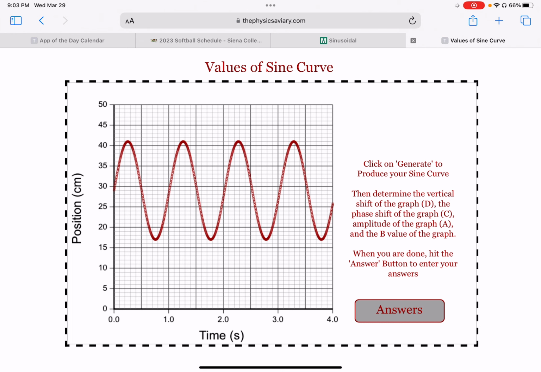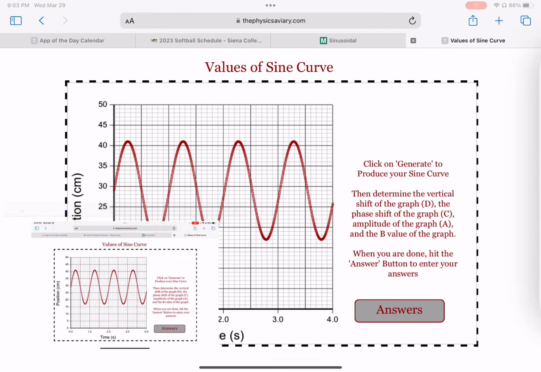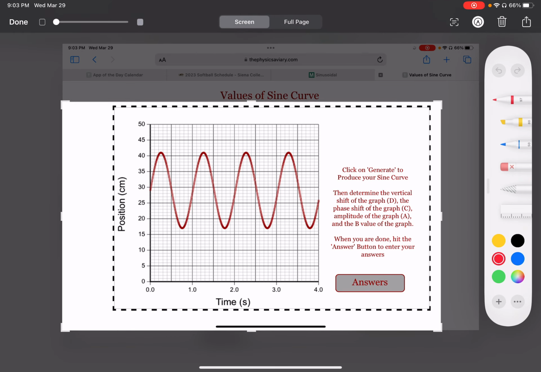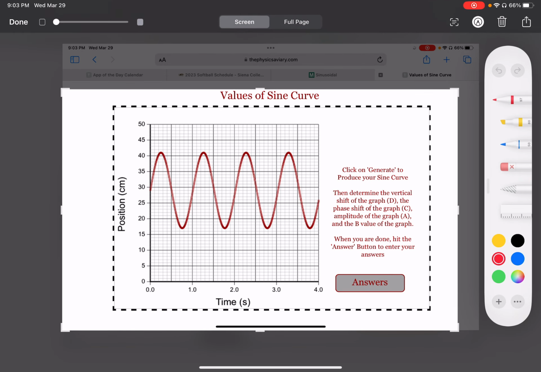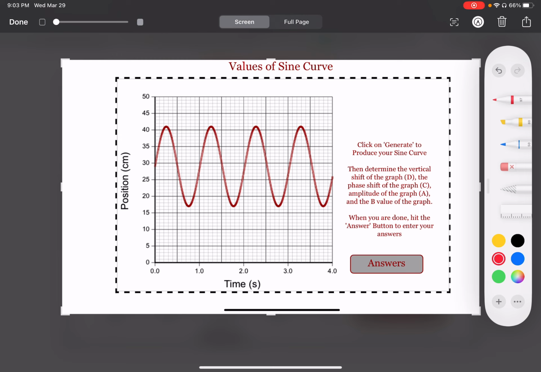So what we're going to do is take a picture of this so we can work on it, and bring this into our app that we can write on. Let's get started. My first suggestion would be find your lowest point. Ours is 17. Our highest point, ours is 41. And then figure out your midpoint for those.